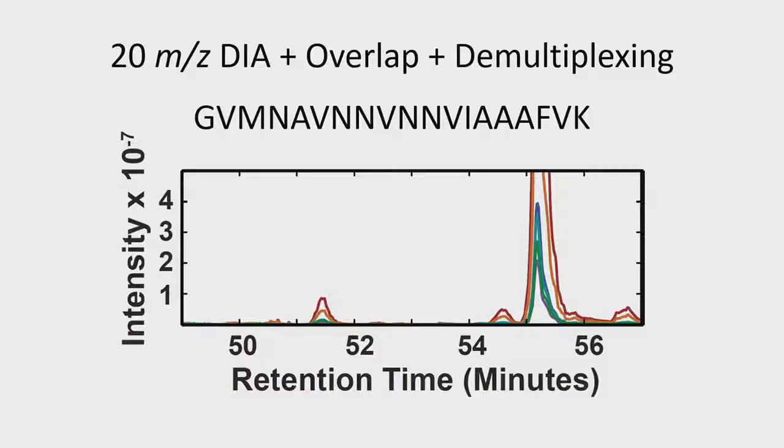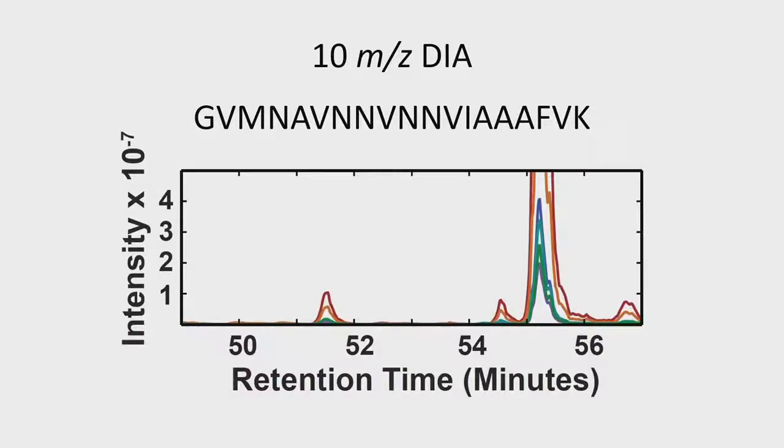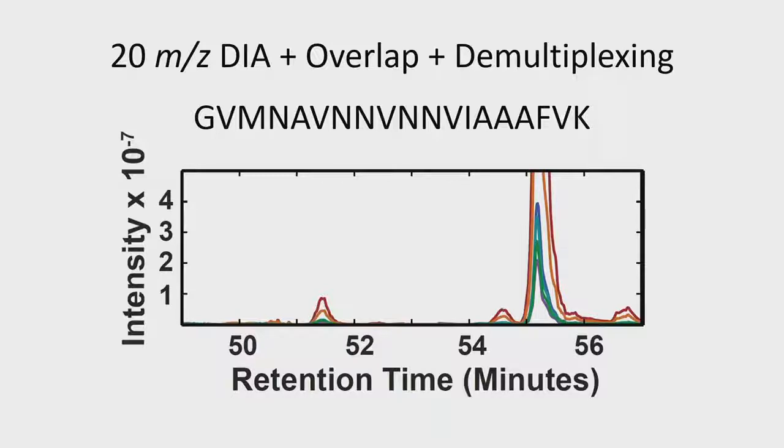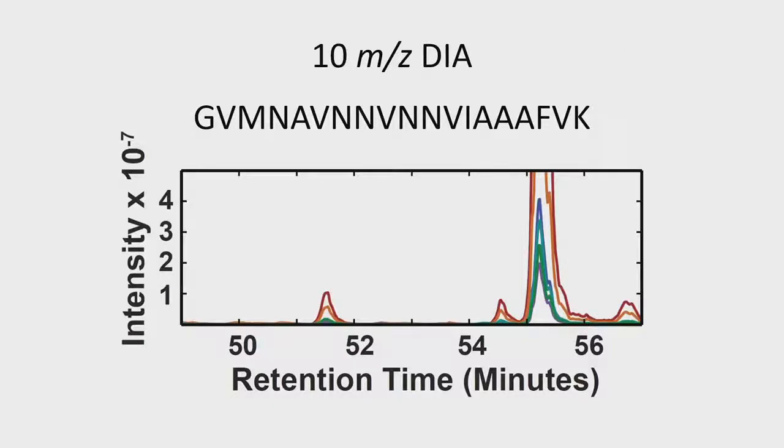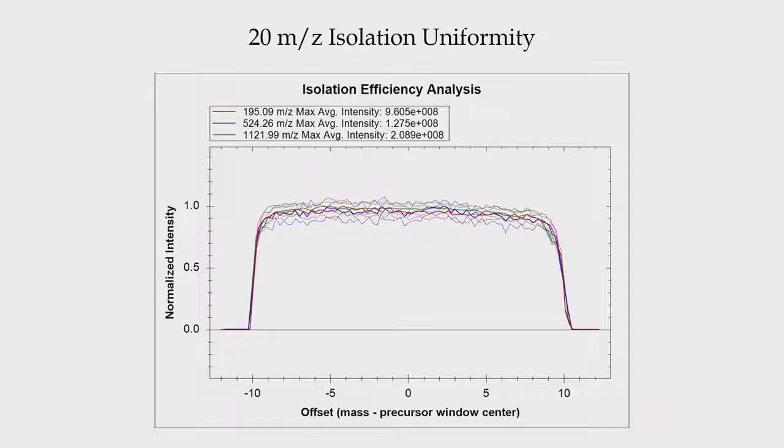And to be honest, it actually gives you almost exactly the same data as if you actually collect the data with 10 m/z. So here's the data collected with 10 m/z worth of data. It's completely indistinguishable from the 20 m/z data with overlap plus demultiplexing. There is a little bit of a catch, and that is that you need to make sure that your quad isolation is fairly uniform.